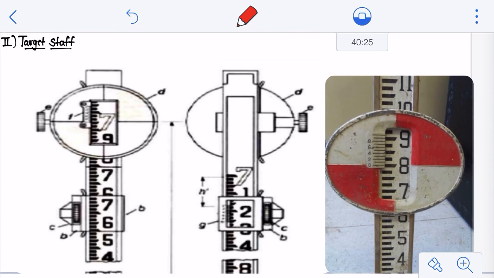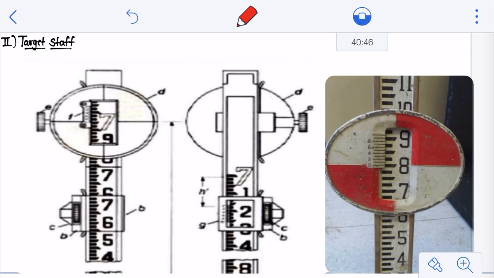So the target staff has a sliding target equipped with vernier, which can be clamped at any point along the staff. As you can see, the circular one is your moving target or sliding target. And for taking the reading, the levelman directs the staffman to raise or lower the target until it is bisected with the line of sight.